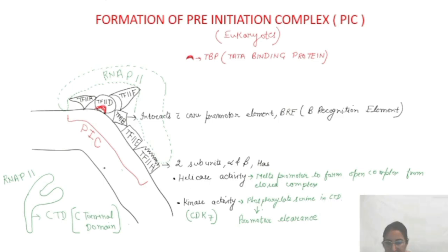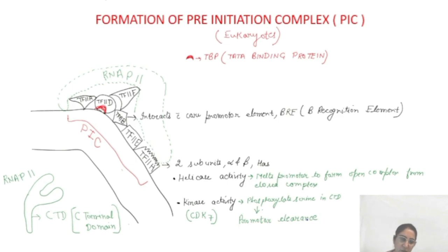What is CTD? This is our RNA polymerase 2 enzyme. It has the C-terminal region here at the tail. So it's the C-terminal domain of RNA polymerase enzyme. See, all the enzymes are proteins. So in the tail region, it has many serine amino acids. This kinase activity phosphorylates the serine in the C-terminal domain of RNA polymerase enzyme and it helps in the promoter clearance.